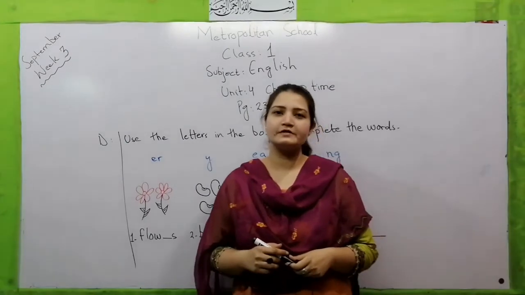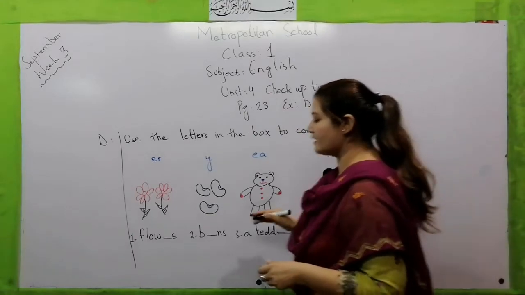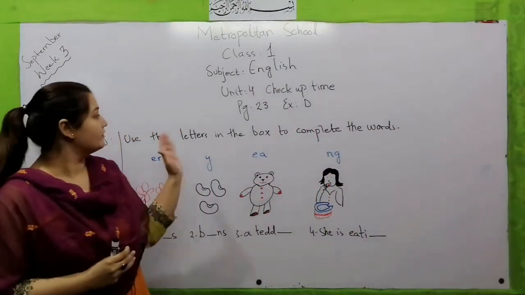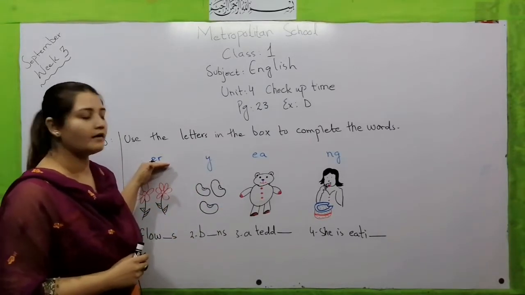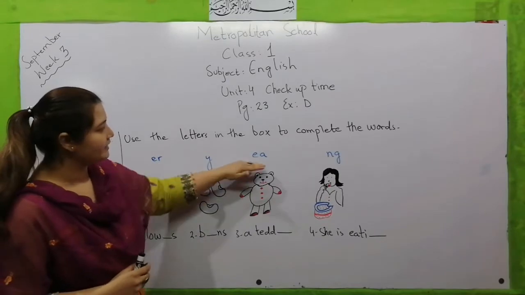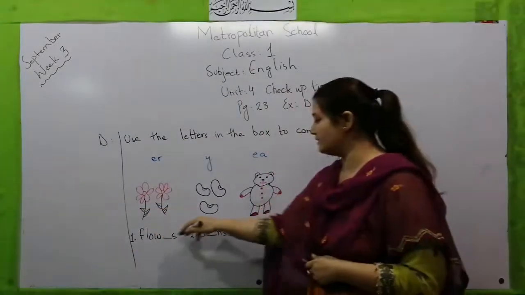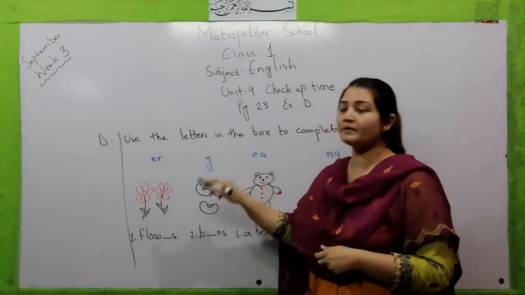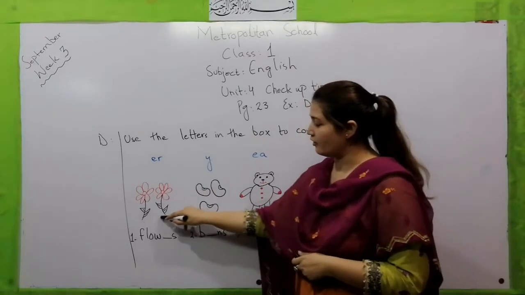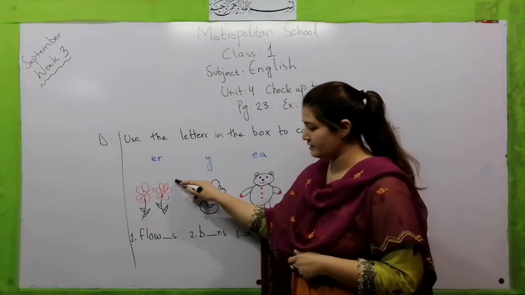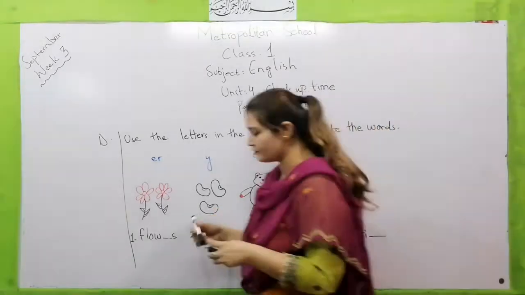Kids, now let's move towards another exercise, which is exercise D on page number 23. In this exercise, we have some letters that we have to use to complete some words according to these pictures. The letters which are given here are ER, Y, EA, NG. You have to use these letters to complete these words according to these pictures. When you open this page, you will see these pictures in your book. The first picture drawn here is, these are flowers, and here is a dash given. We have to fill this blank with the given letters. What are we going to write?